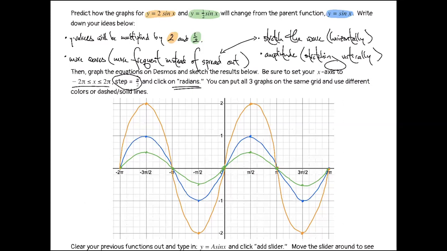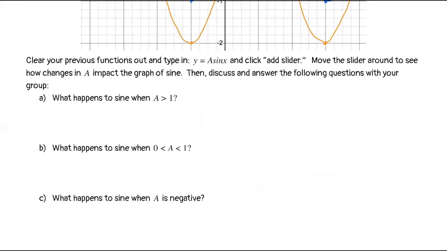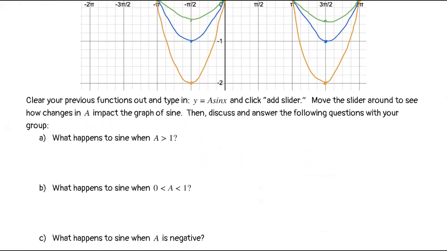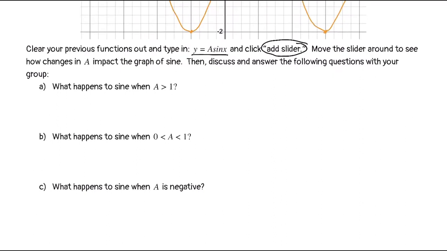And so what I want to take a look at next is one other cool feature about Desmos, okay? So we're going to go back into Desmos. We're going to clear out the previous functions, and instead we're going to type in y equals capital A sine theta, or sine x. Now, as soon as we type that in, there's going to be an option to add a slider, and that's what we're going to do. Okay, so we're going to add the slider, and then we're going to be able to slide that around to answer these questions. Okay, so you go ahead and type that in, but keep these three questions in mind.